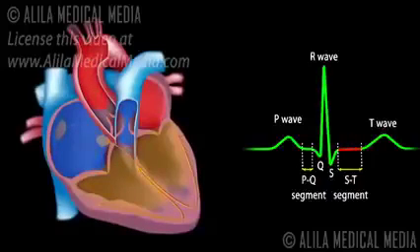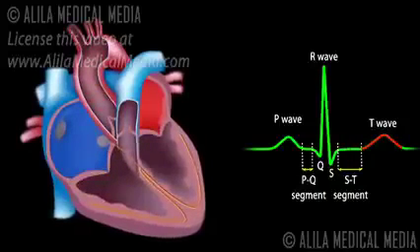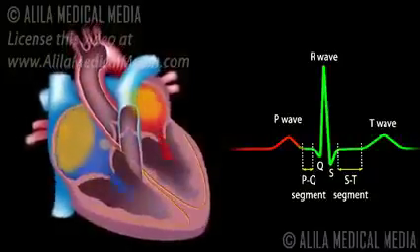The T wave represents ventricular repolarization immediately before ventricular relaxation, or ventricular diastole. The cycle repeats itself with every heartbeat.